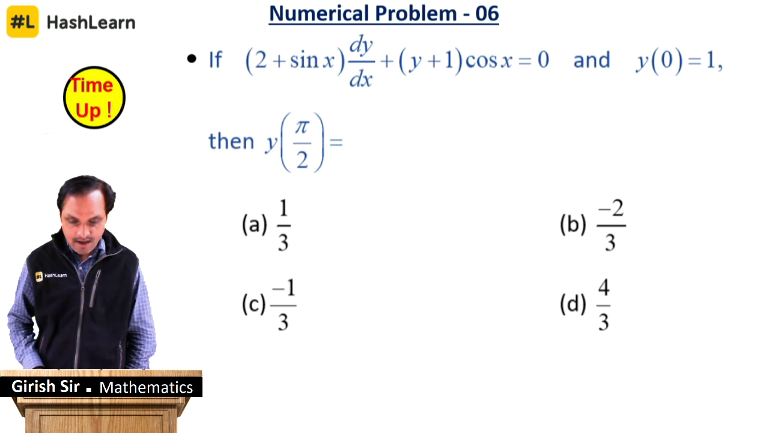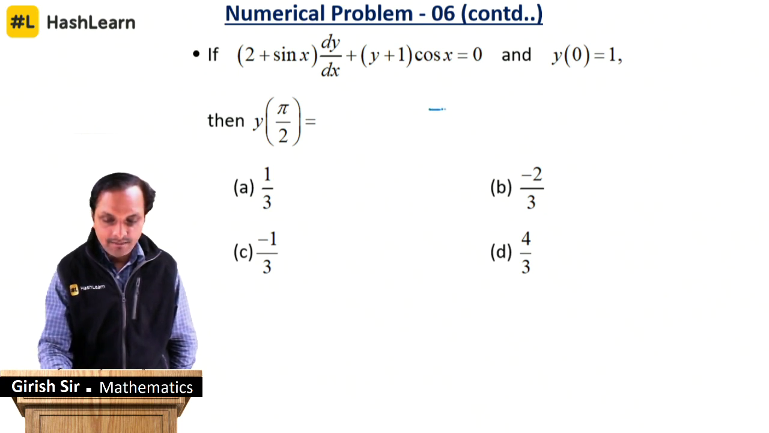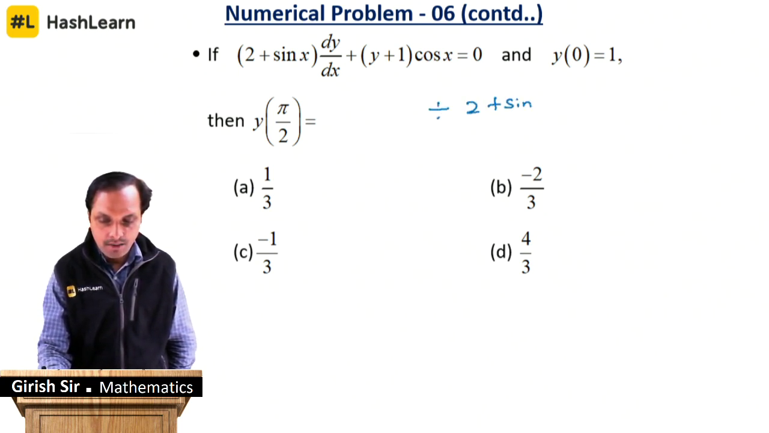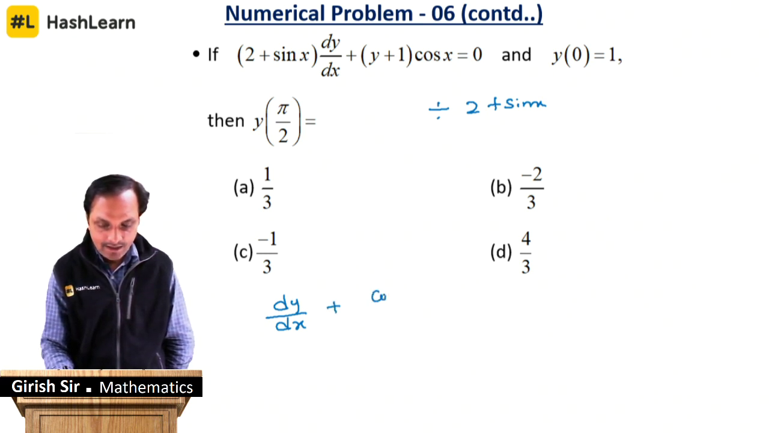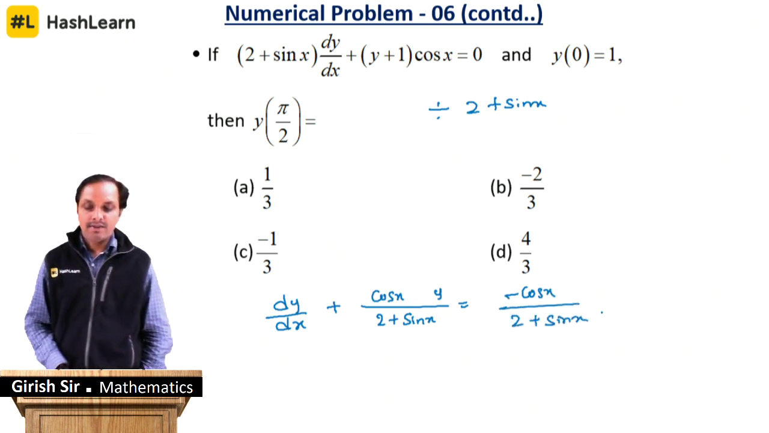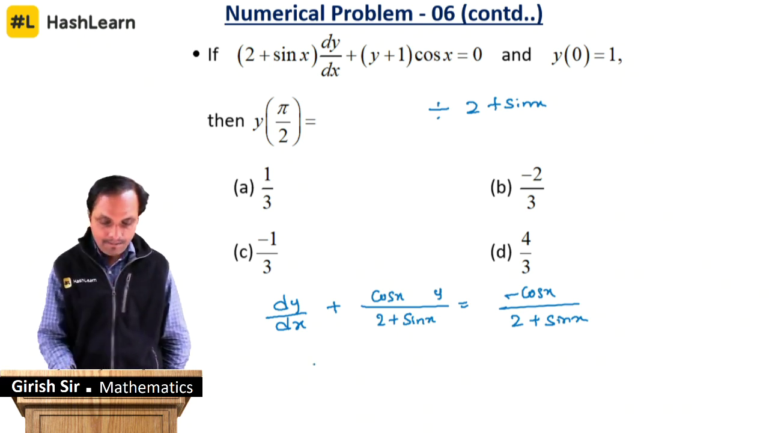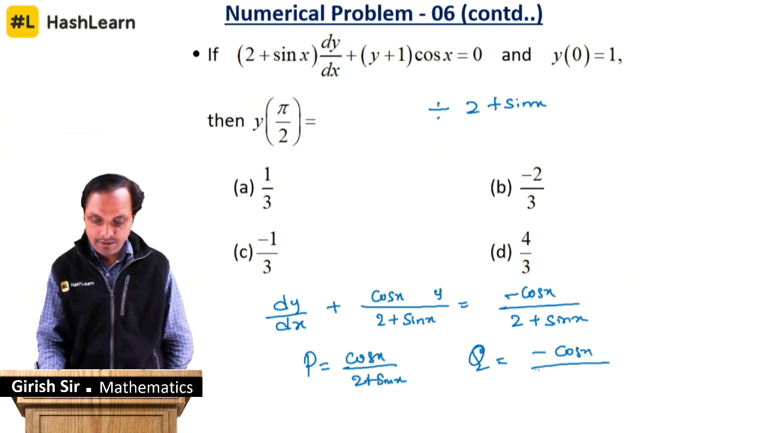Time is up. And let's see how to do this. यहाँ पे क्या करना है, हमें स्टैंडर्ड फॉर्म में कन्वर्ट करना है, तो इसलिए हम डिवाइड बाय 2 प्लस साइन एक्स थ्रू आउट. सो ये डिवाइड करने के बाद हमारा जो क्वेश्चन है ना, इसको हम ऐसे रीराइट कर सकते हैं, माइनस कॉस एक्स डिवाइडेड बाई 2 प्लस साइन एक्स. तो हमारा व्हाट इज द वैल्यू ऑफ पी? पी हो गया कॉस एक्स डिवाइडेड बाई 2 प्लस साइन एक्स, और क्यू हो गया माइनस कॉस एक्स डिवाइडेड बाई 2 प्लस साइन एक्स.